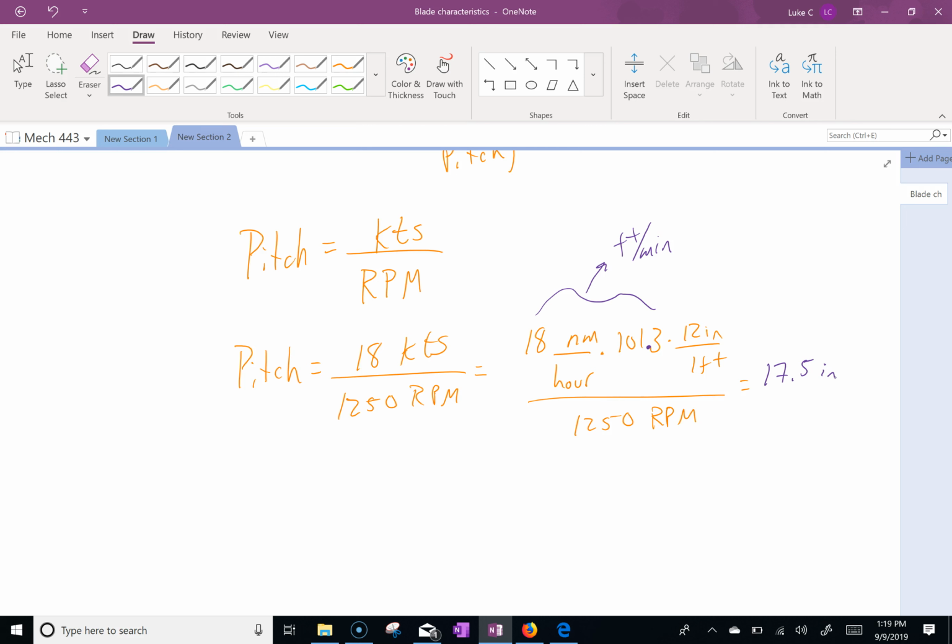We know it doesn't, right? And that's kind of what we call slip. We get slip because there's other forces factored in. This is a theoretical idea of what's going to happen.